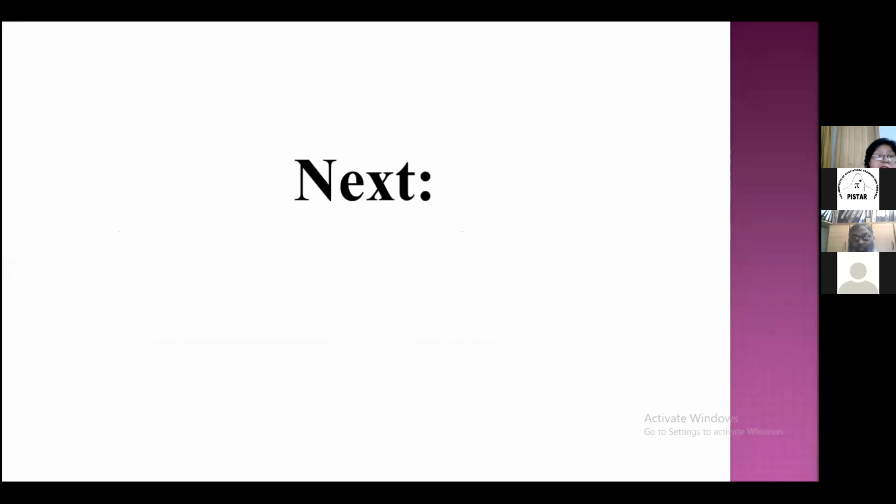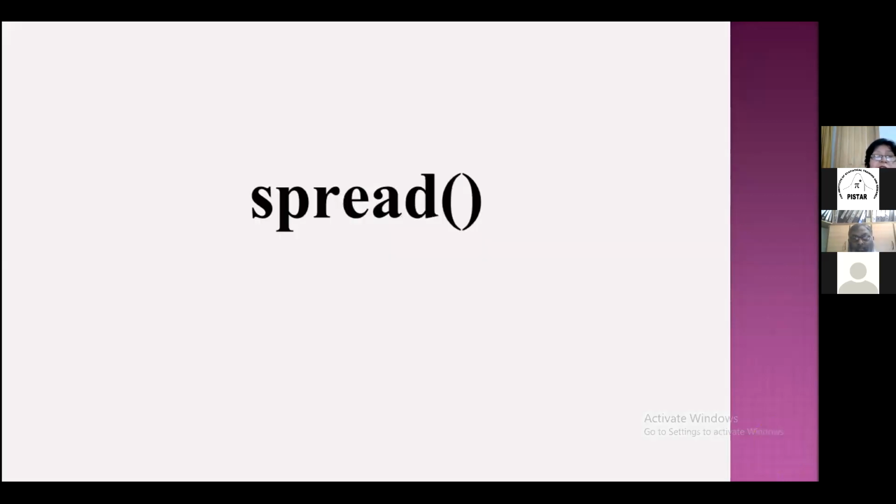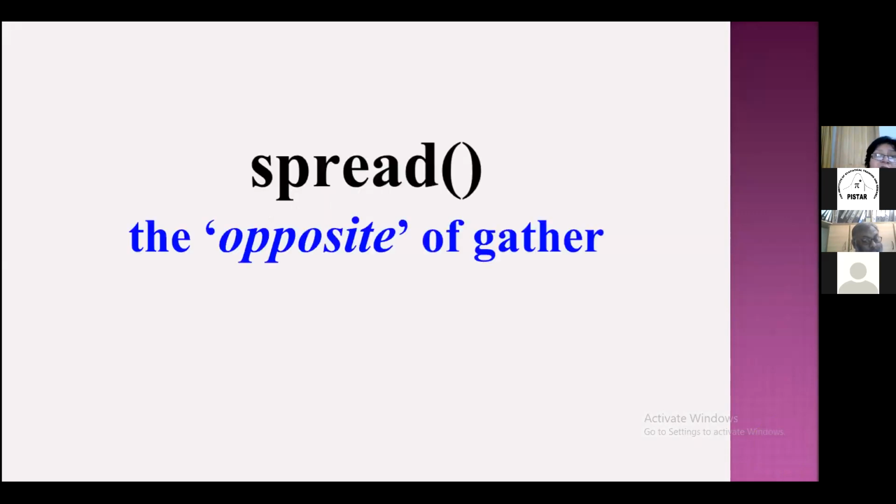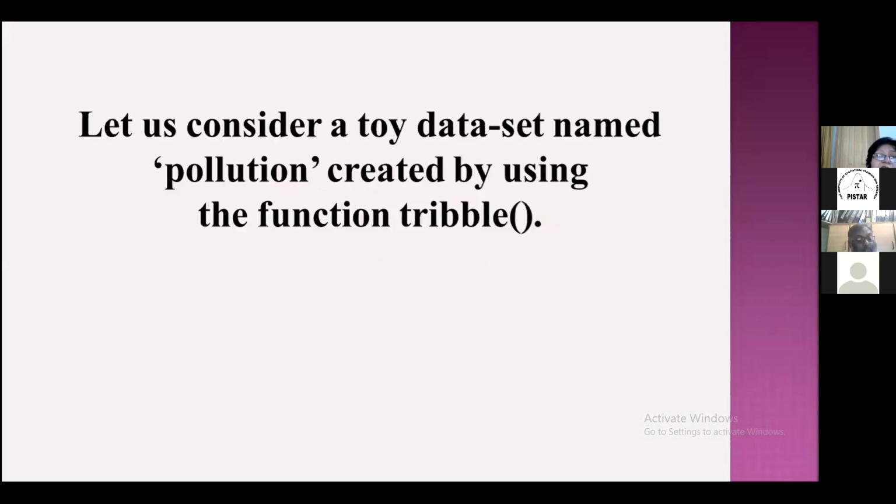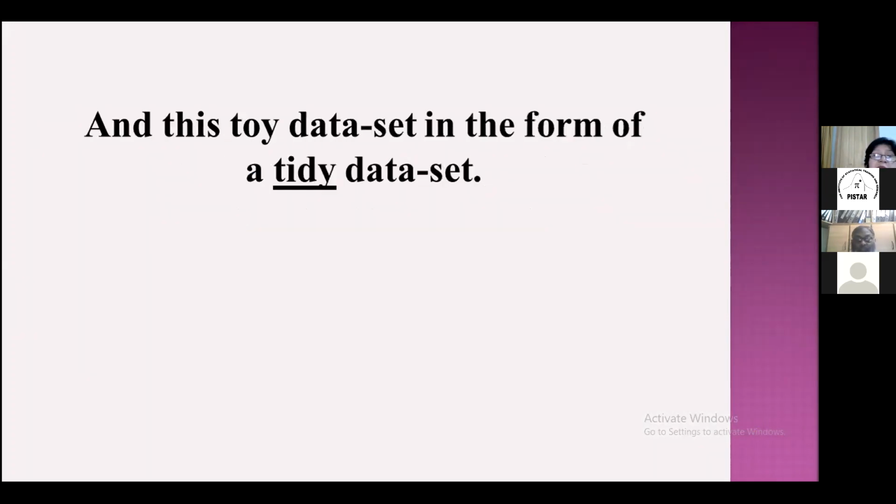So after this, the last one that I have to discuss with you is spread. Just two commands I've taught you, gather and spread. I'm trying to share with you. So what is spread? Spread is kind of the opposite of gather, all right? The opposite of gather. So let us consider another data set called pollution, created again by using the function tribble. This time we are creating it not as a contingency table, but as a tidy data set.